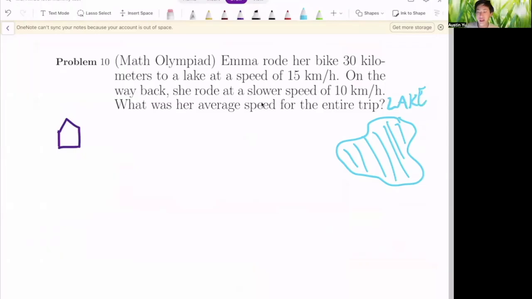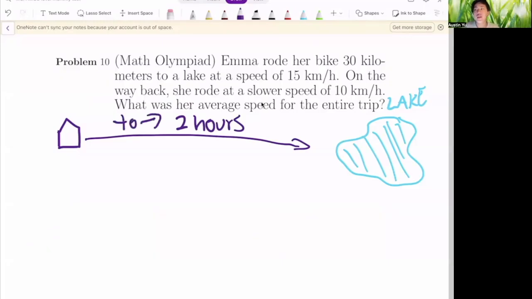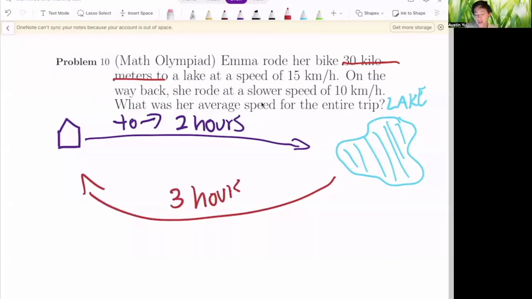So to the lake is going to be 30 kilometers at 15 kilometers an hour, which means that this took her in total 2 hours, right? Since 15 times 2 covers the whole distance. Okay. And then traveling back, she rode slower at just 10 kilometers an hour, which means that to cover the same distance of 30 kilometers, it would have taken her 3 hours, since 30 divided by 10 is 3.